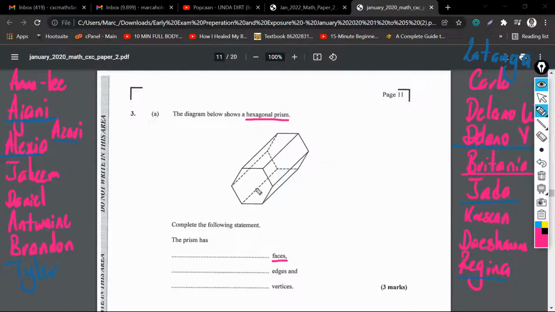8, you sure? Let's check. So there's one here, there's two here, meaning this part and that part. Then there's 3, 4, 5, 6, 7, 8. So there are definitely 8 faces. So you're right. Well done. And Alexia, how many edges do you think this prism has?